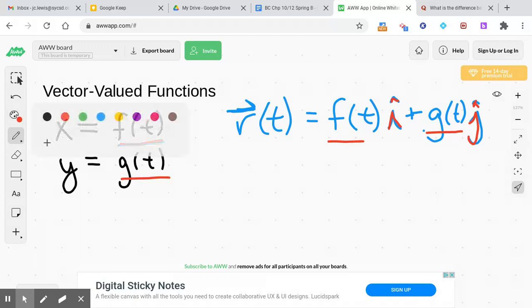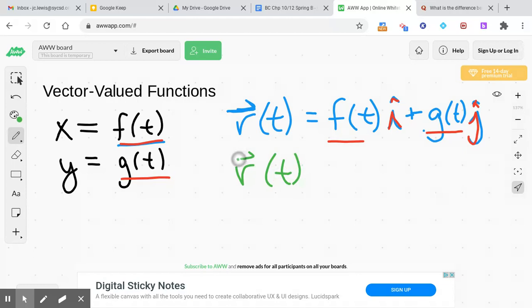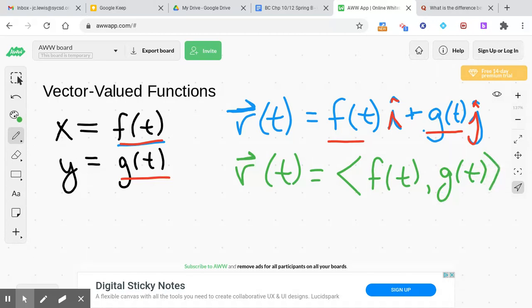You might also see this written as r of t, and again, we'll put this little half arrow over top of the r of t equals, and you might see with the angle brackets, f of t, comma, g of t. And so we have this same idea that we had before, where we have an x position and a y position defined, but now we have these written differently.